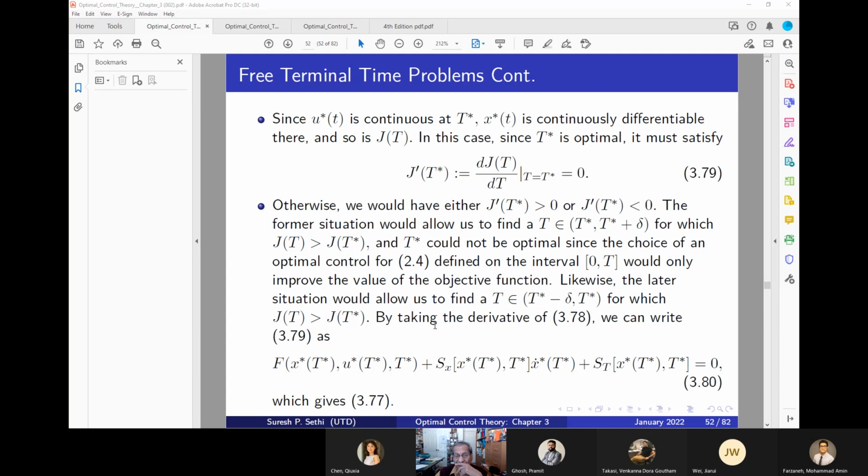So this kind of intuitive reasoning allows us to say that these two cannot happen at T star. Because if that can happen, I could do better. That's all it says.